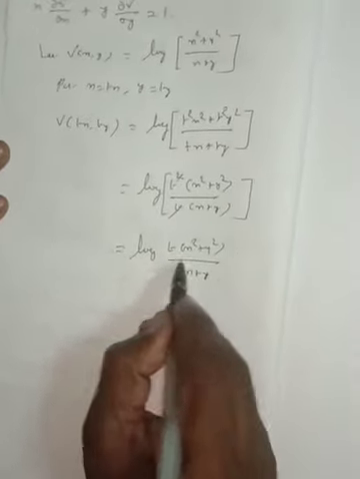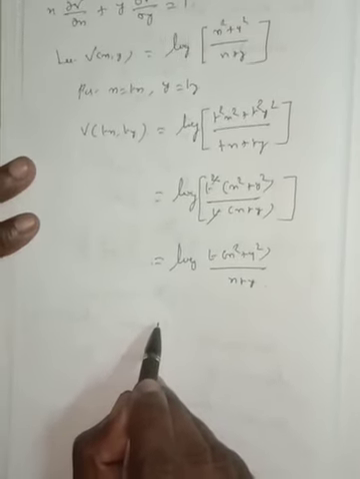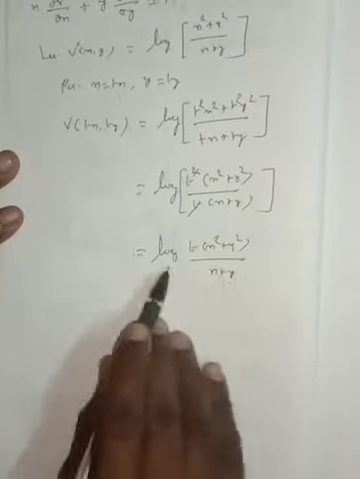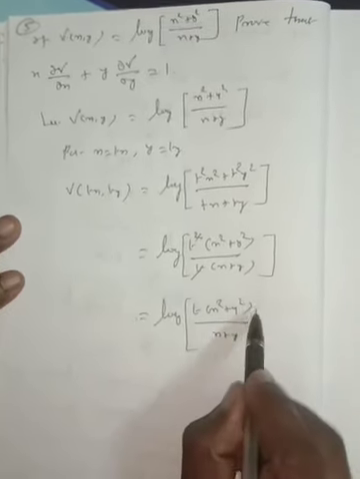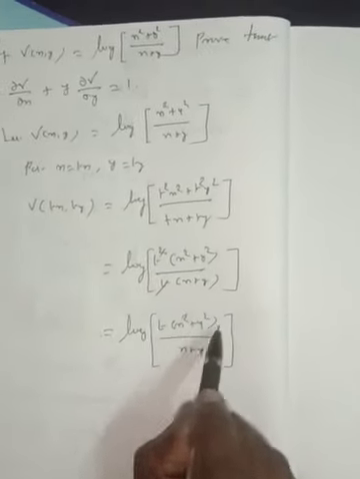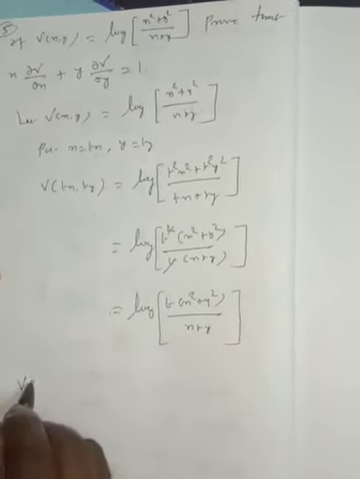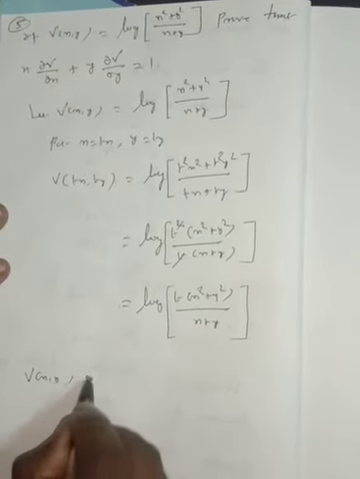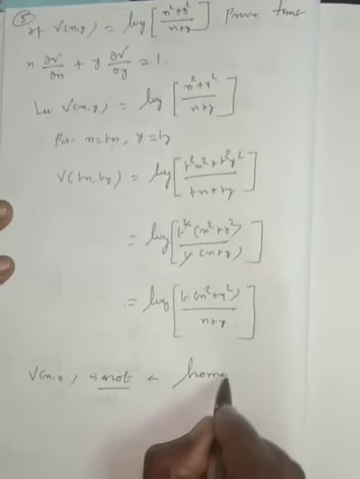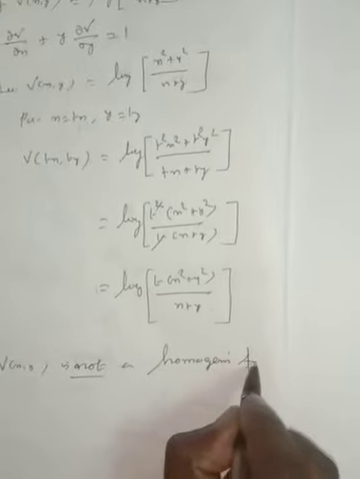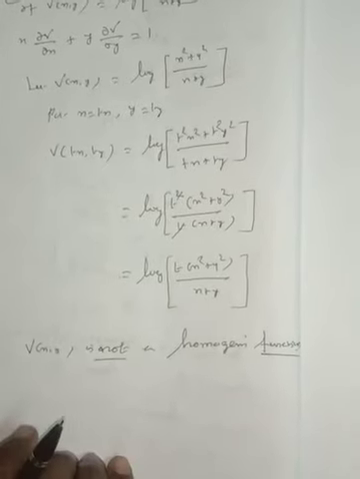Suppose the t were outside the log, then the t power is 1, and by Euler's theorem the degree would be 1. But in this case it is log of t into x square plus y square divided by x plus y. Therefore, v of x y is not a homogeneous function. It's not a homogeneous function.